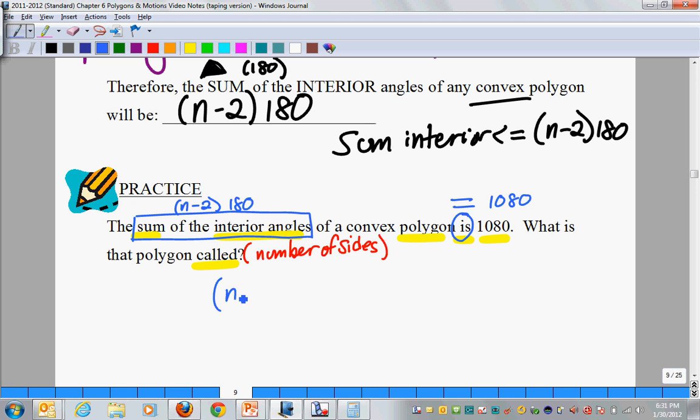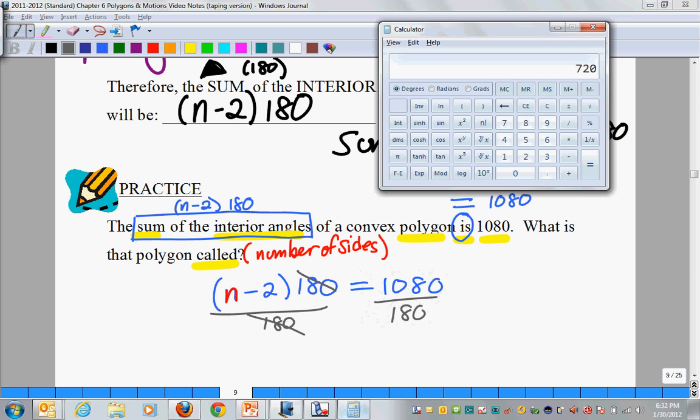Let's write this out. We have number of sides minus 2 times 180. That's the sum of the interior angles, is 1080. We want to find the number of sides, which in this case is n. So we're going to solve for n here. We're going to do that by first, rather than distributing the 180, dividing by 180. That cancels. So we have here 1080 divided by 180, and I get 6.